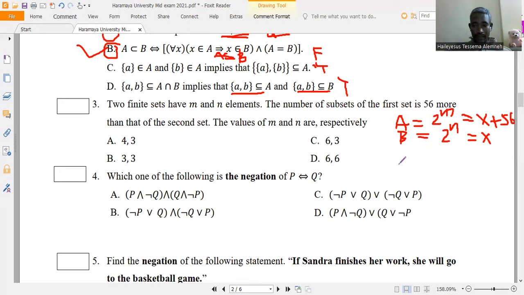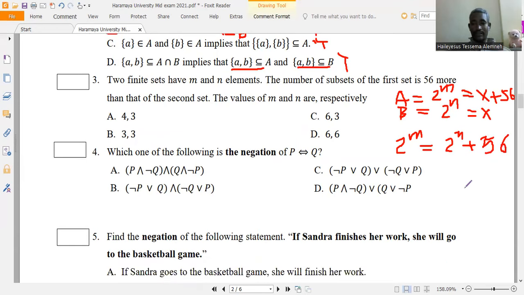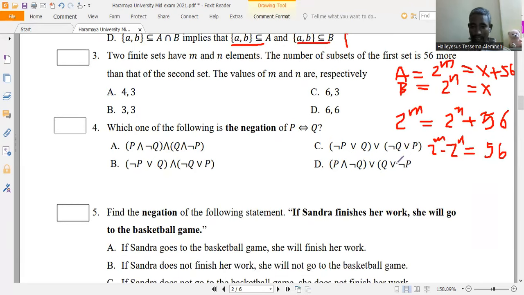So what we write is 2 to the power of m equals 2 to the power of n plus 56. The two are equal when 2 to the power of n plus 56 holds, so 2 to the power of m minus 2 to the power of n is equal to 56.